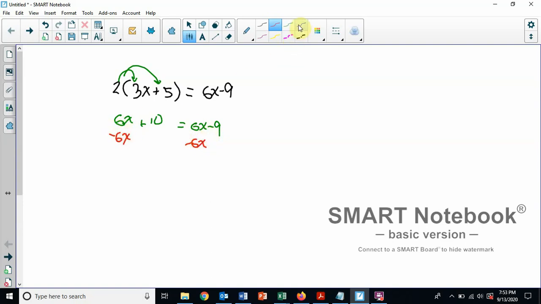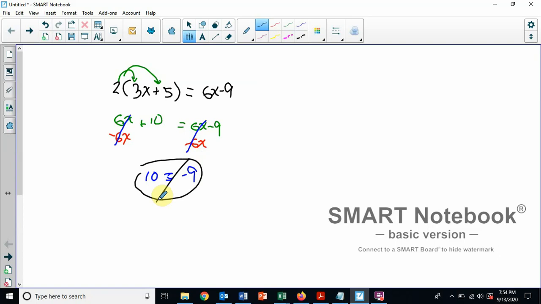But something different happens this time. Sure, it cancels out on this side, but it also cancels the x's out on both sides. I'm left with this equation of 10 equals -9. But this is not true, is it? This is not true in the least bit. 10 does not equal -9. So there is a special case where your x can disappear completely from the problem.